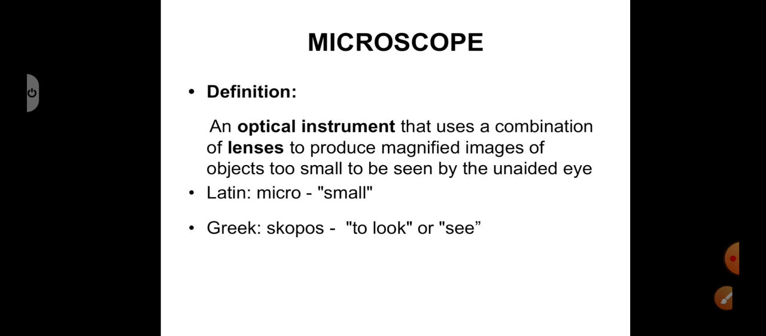Okay, so what is this micron? It is a unit of measurement of microbes. 1 micron is equal to 10 to the power of minus 6 meters. Okay, so this word microscope was derived from Latin and Greek words. Micro means small and scopes or scopos is a Greek word which means to look or to see.